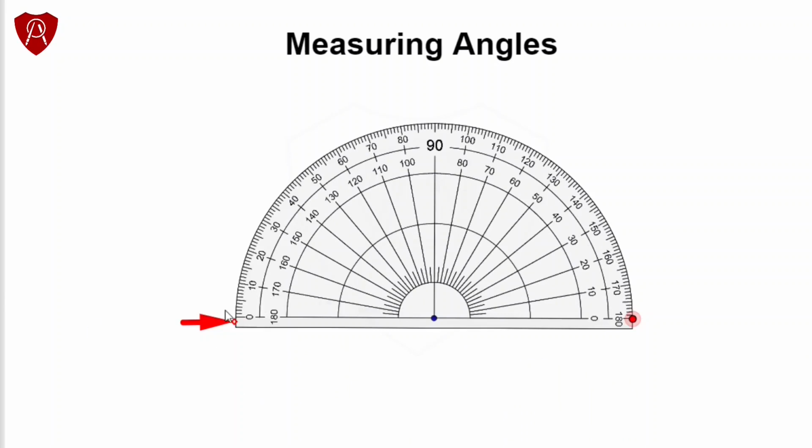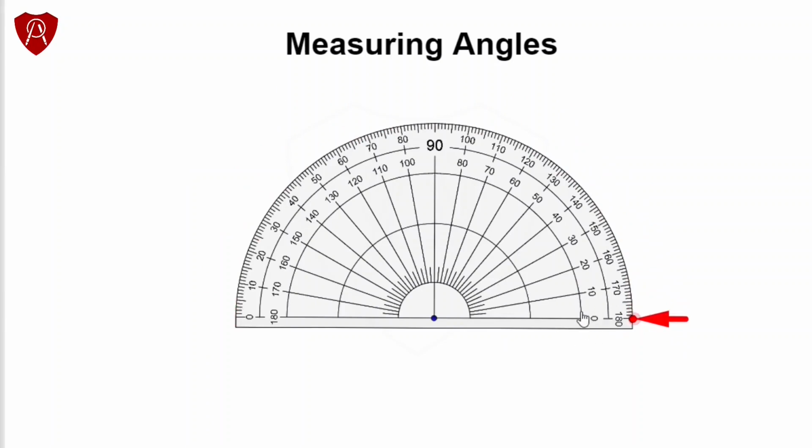Then we have the scale. These markings here, all along the edge, are degrees. The smallest division there is a degree, and there are 180 of these in this semicircle.